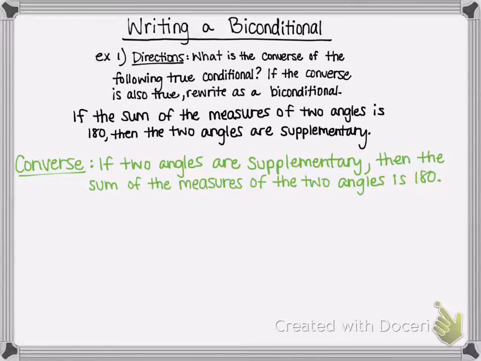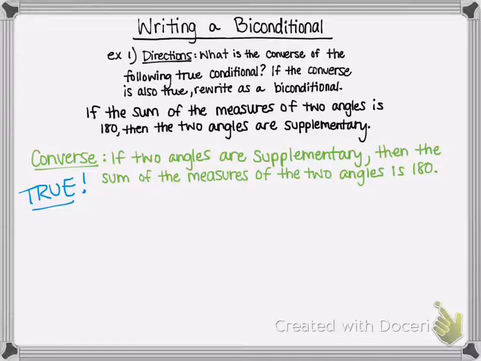So to figure out if we can write a biconditional, we need to figure out: is that converse statement true? So let's think about it. If you have two angles that are supplementary, well, what's the definition of supplementary? Two angles that had to be 180. So the sum of the measures of the angles is 180. That is true because by the definition of supplementary, they had to be 180.